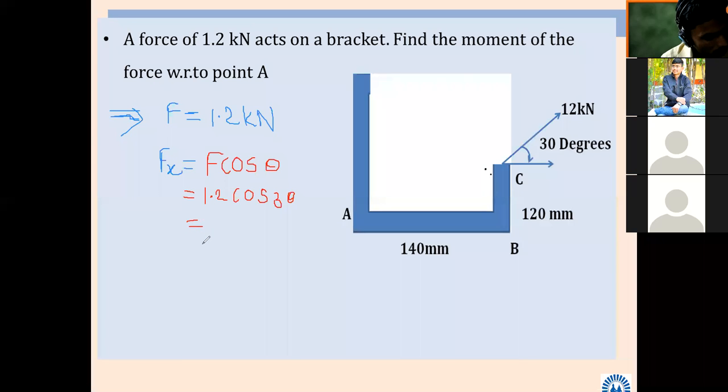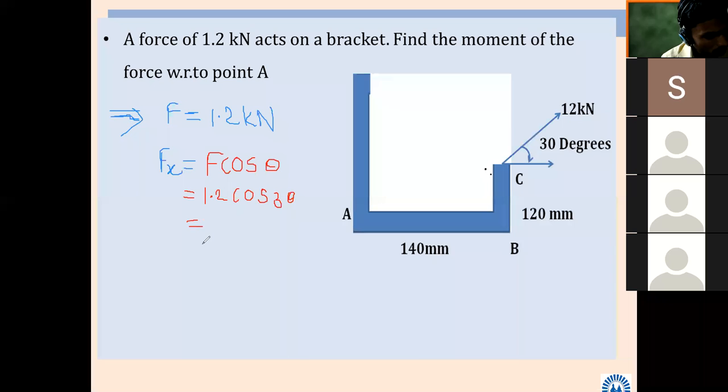1.03. Or shall I calculate 1.2 into cos 30? Look here, today's answer is 1.03.